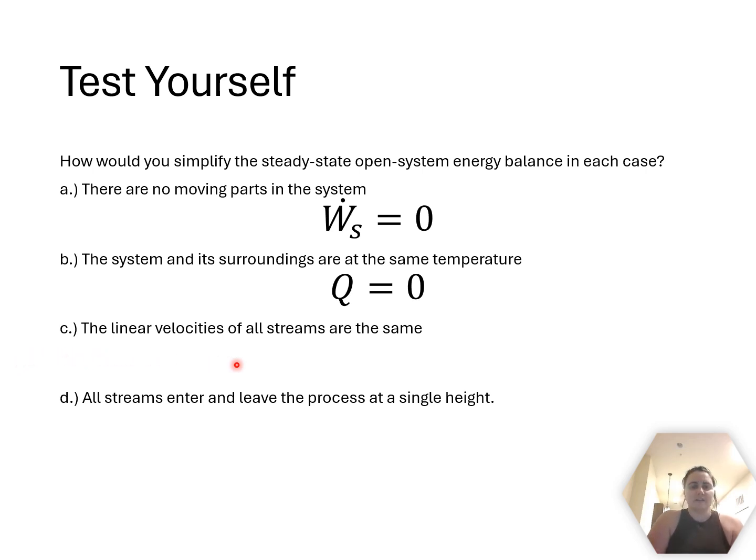If the linear velocities of the stream are all the same, that means that we can cancel out our E sub k, because we're not changing our velocity, which means we're not accelerating in the system. And then if all of the streams enter and leave the process at a single height, so there's no change in height within those specific unit processes, then we can cancel out potential energy. So a lot of times what we're doing here is we're taking basically a different form of the general balance equation, and we're canceling out terms that we can to help us as we go forward.